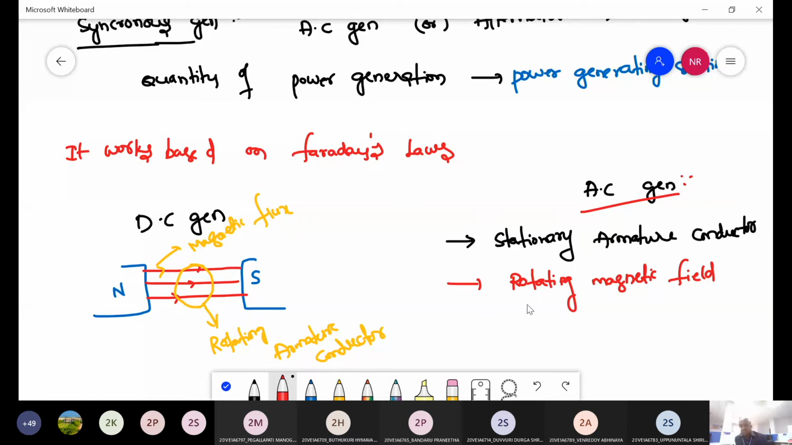So what is happening in the AC generator? Here we are using stationary armature conductor and rotating magnetic field, right? The stationary armature conductor cuts this rotating magnetic flux and EMF is induced according to Faraday's law. Why we use stationary armature conductor: here we use a huge amount of armature conductor, and to rotate all of it we lose some power. So to avoid those losses, we use stationary armature conductor.